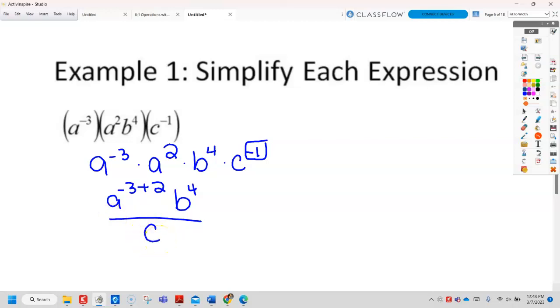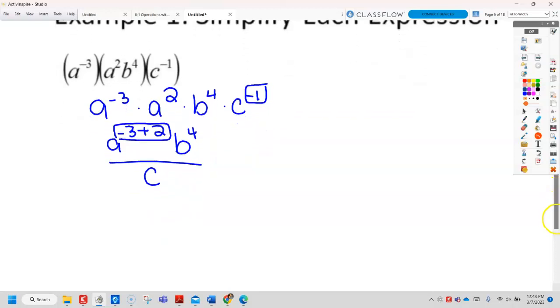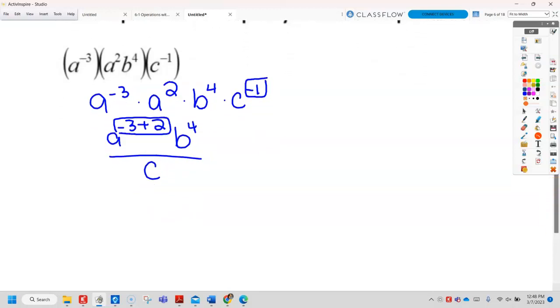And again, you don't have to write the 1. Now, we do need to group these together. So negative 3 plus 2 is negative 1. So that a is now also to a negative exponent, so what we're going to do is drop it down as well. So you have b to the fourth over a c.